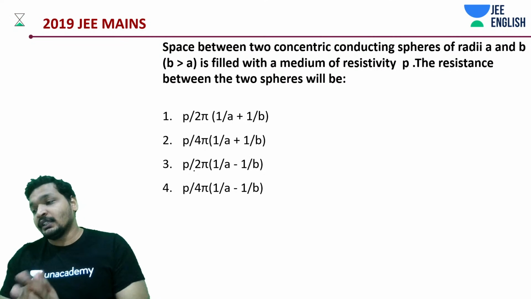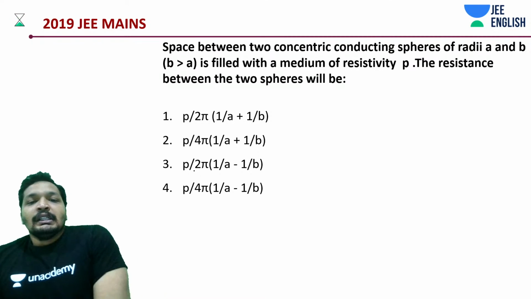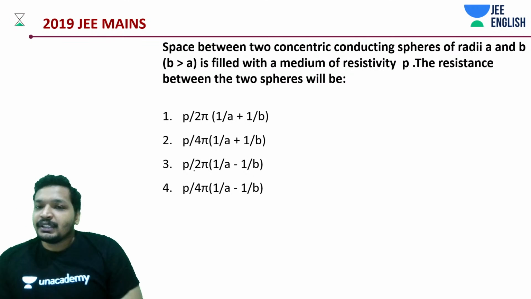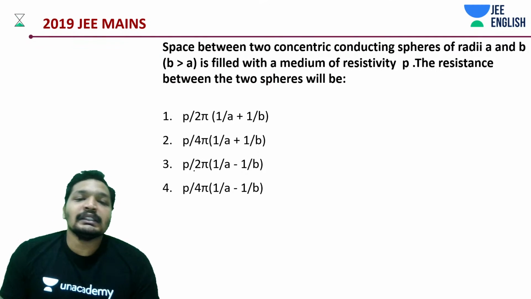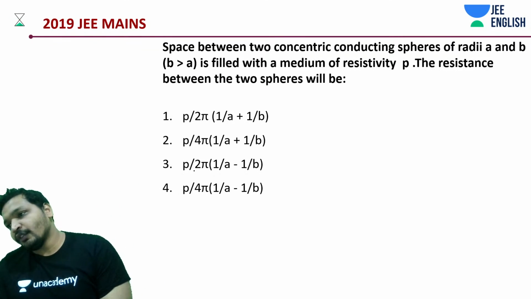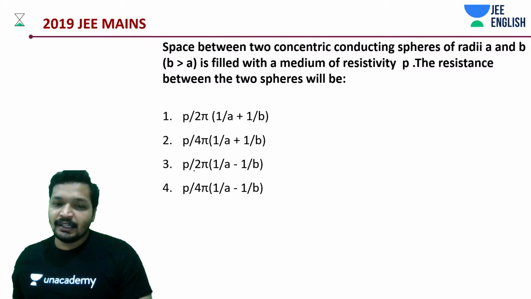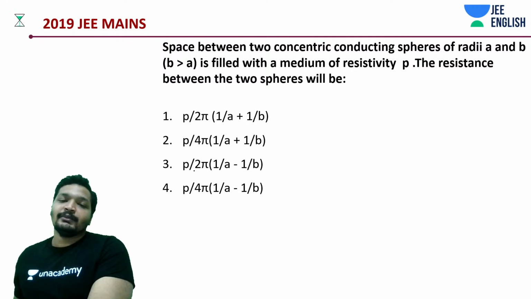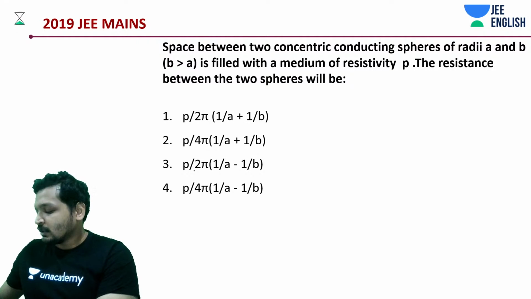Very amazing question. It's literally an amazing question. Space between two concentric conducting spheres of radii A and B is filled with a medium of resistivity rho, or P in this case, I guess. Okay, P. The resistance between the two spheres will be? How are you going to do this question? It's a cylinder-type question, very similar. In the cylinder question, what is the thing that you can observe? A log. In this case, will you observe a log? You will not, because no log is present.